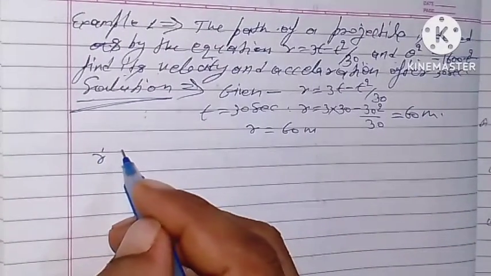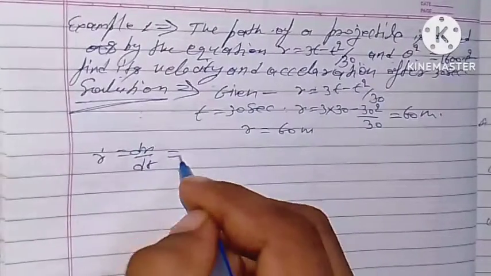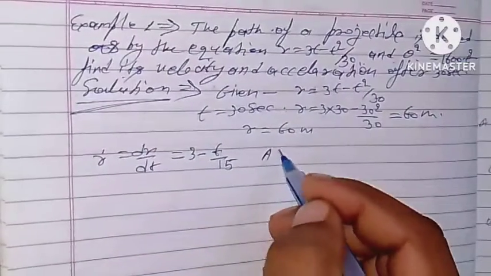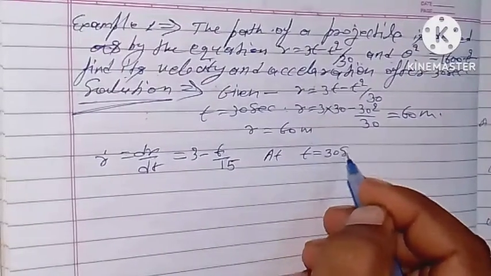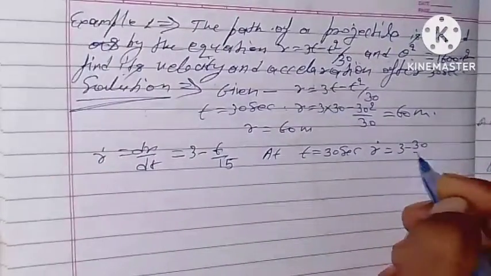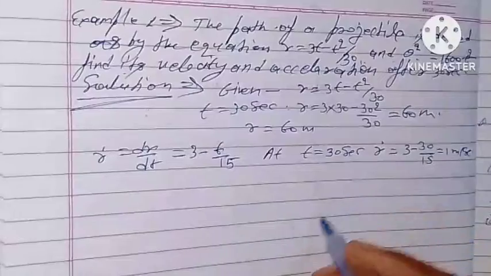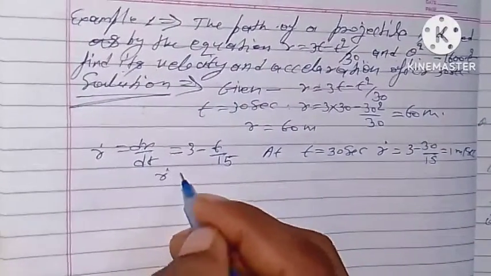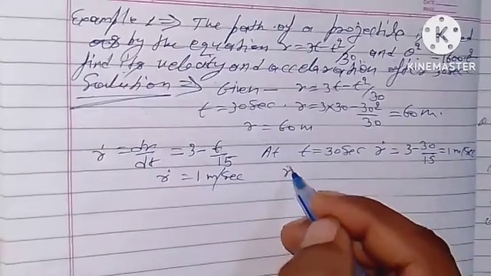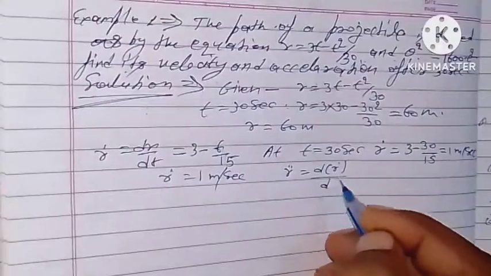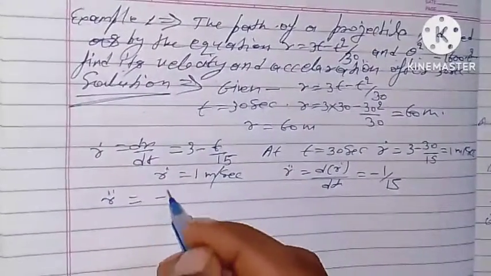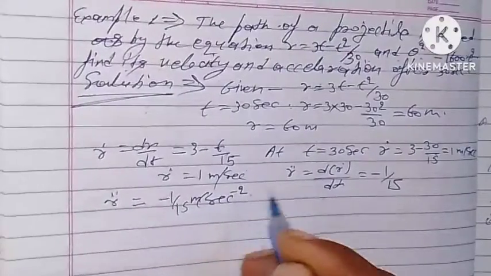So differentiate r, that means dr by dt equal to 3 minus t upon 15, at t equal to 30 seconds. Differentiate of r equal to (3 minus 30) upon 15 equal to 1 meter per second. Then the double differentiate of r equal to d of r dot upon dt equal to minus 1 upon 15. Then double differentiate of r equal to minus 1 upon 15 meter per second square.